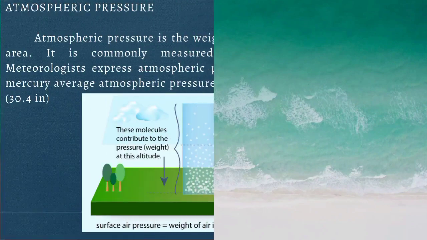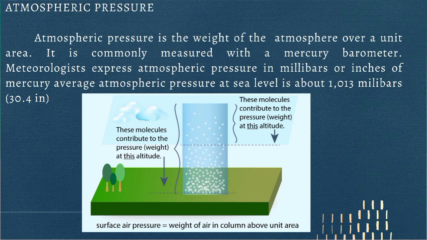So for the last topic that we have, it is all about the atmospheric pressure. Atmospheric pressure is the weight of the atmosphere over a unit area. It is commonly measured with mercury barometers. Meteorologists express atmospheric pressure in millibars or inches of mercury. Average atmospheric pressure at sea level is about 1,013 millibars or 30.4 inches. It also drops as altitude increases, and also drops when a cyclone approaches an area.